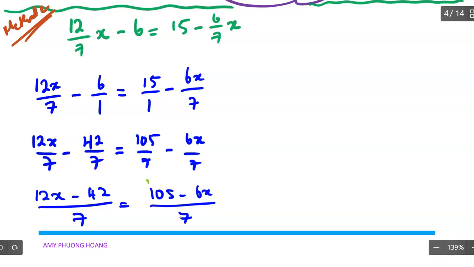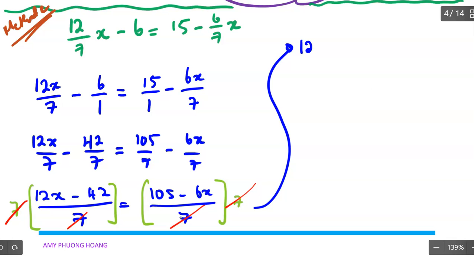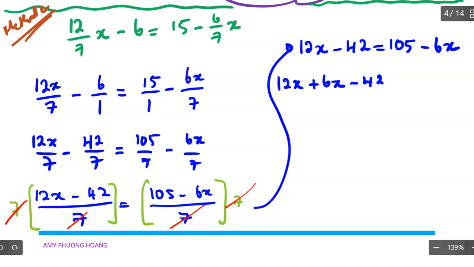Now I will multiply both sides by 7 to get rid of it. It's still the same thing: perform the same operation on both sides. The purpose is to get rid of the denominator altogether. So the next step, now turn this equation into a linear equation without any type of fraction involved. Then perform the same operation on both sides. I will do it step by step because I don't have enough room.